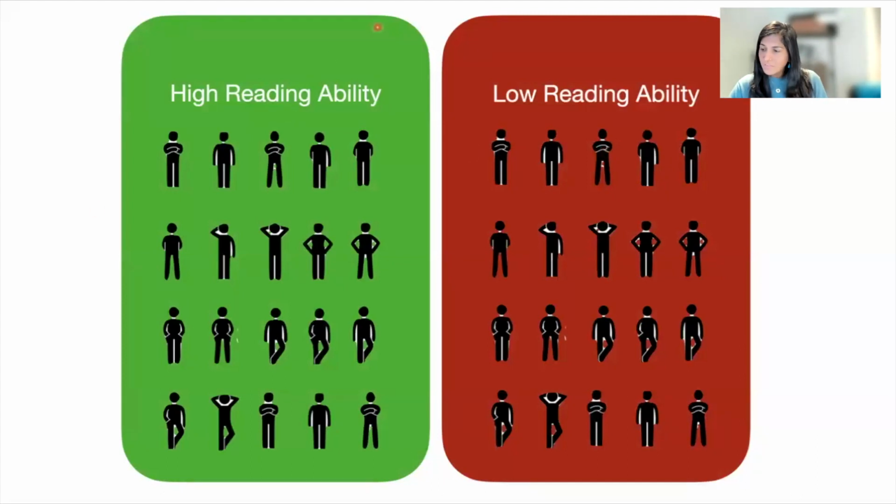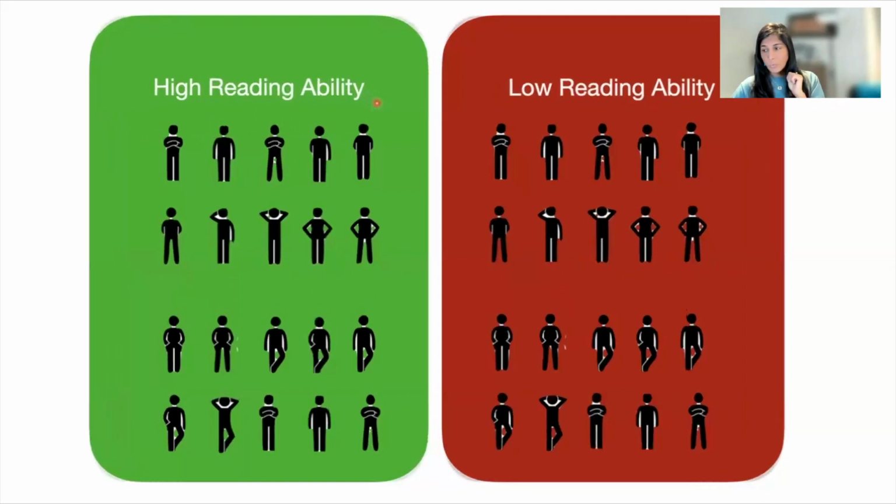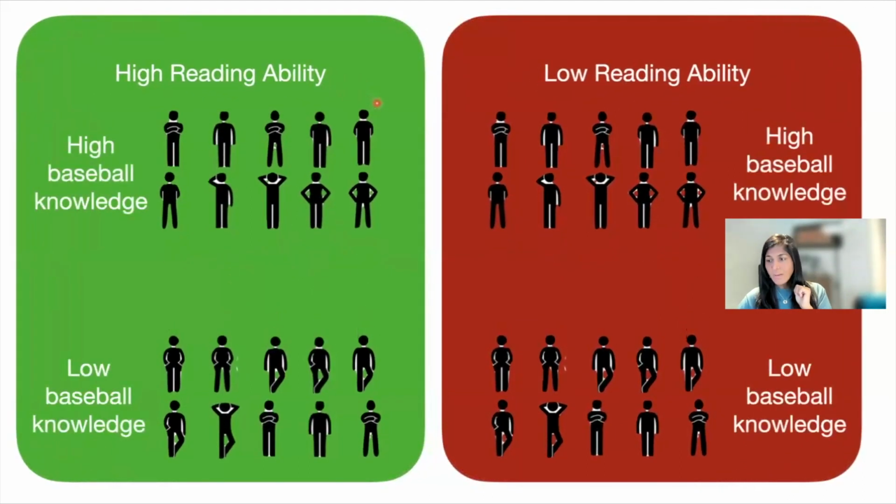Now, some of these students in the high reading ability and the low reading ability groups were familiar with the game of baseball, and some were not. So the two groups of students, high and low general reading ability, were then subdivided into four groups, like so. The four groups were high reading ability with high baseball knowledge. Then we had high reading ability but low baseball knowledge.